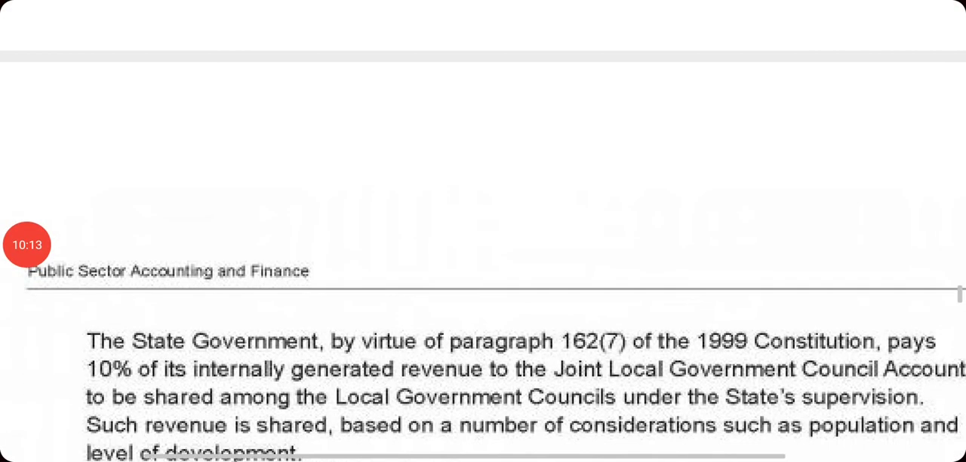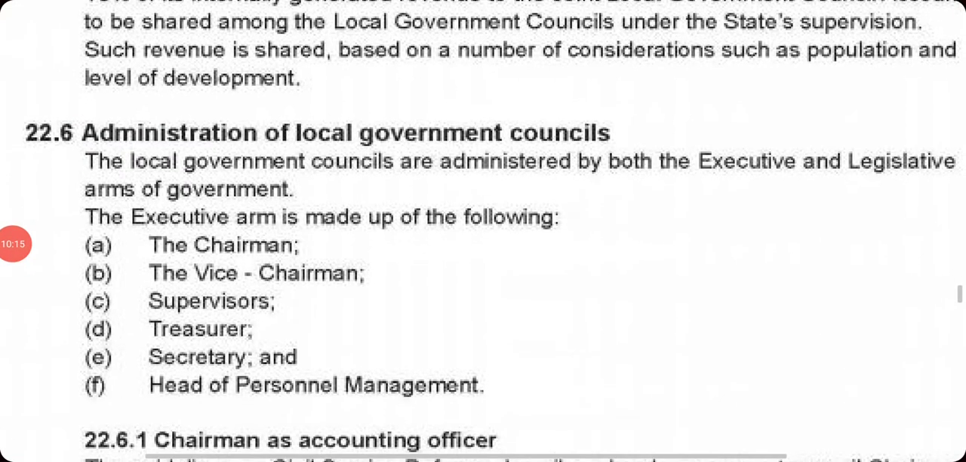All right, so we'll move down to the next item, which is administration of local government area. Who administers or manages the local government? When we use the word administration or management, we are actually referring to the same thing. The only difference between both is that management is preferably used in the private sector, while administration is preferably used in the public sector.